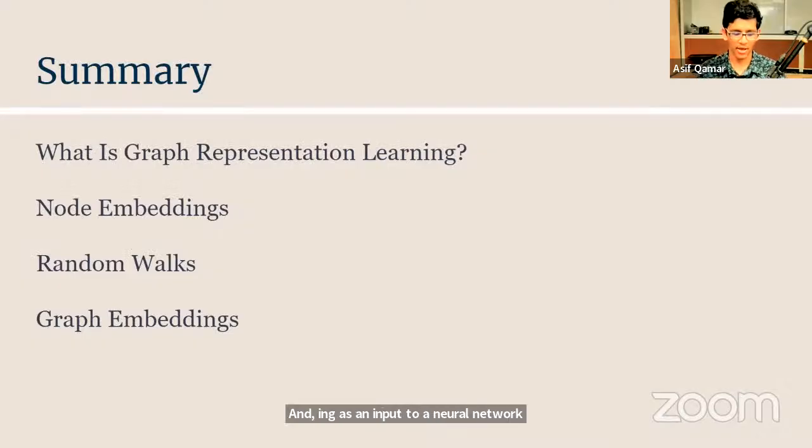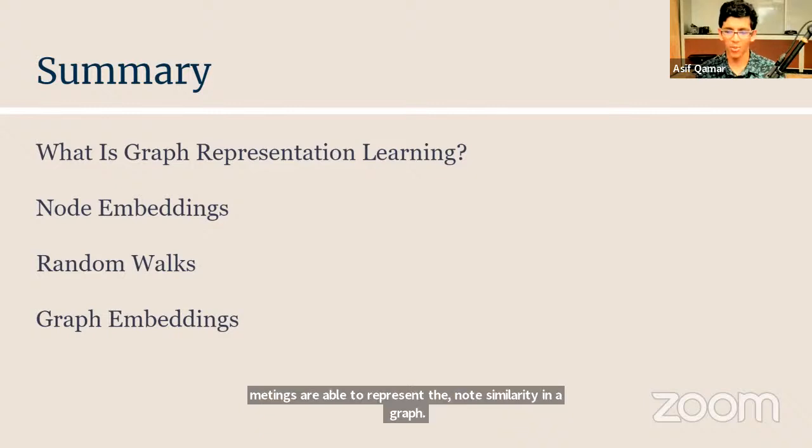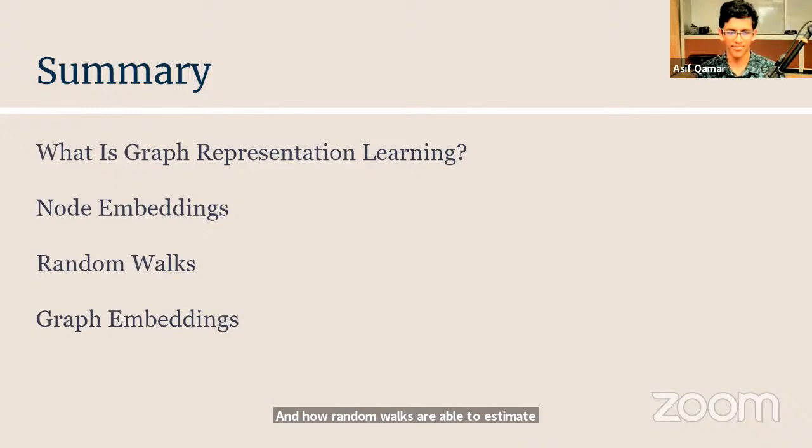So to summarize, we talked about what graph representation learning is, and we discussed how node embeddings are able to represent the node similarity in a graph, and how random walks are able to estimate the similarity between vectors, depending on if we want homophily or structural equivalence. And we also discussed graph embeddings using a variety of techniques.